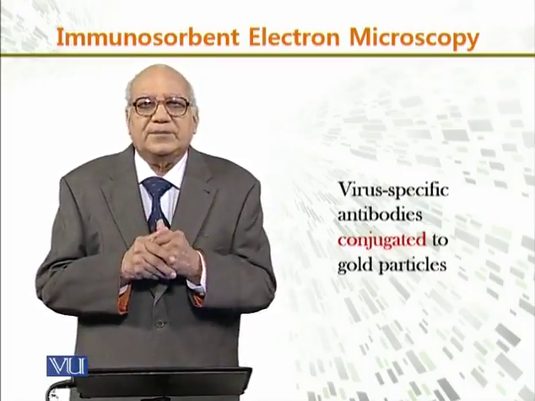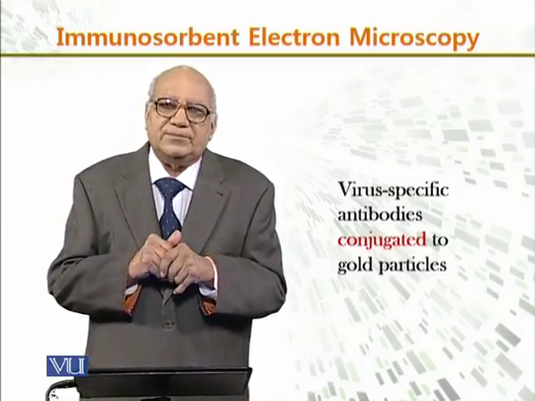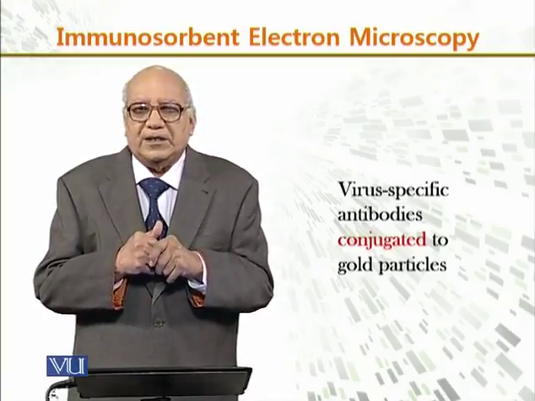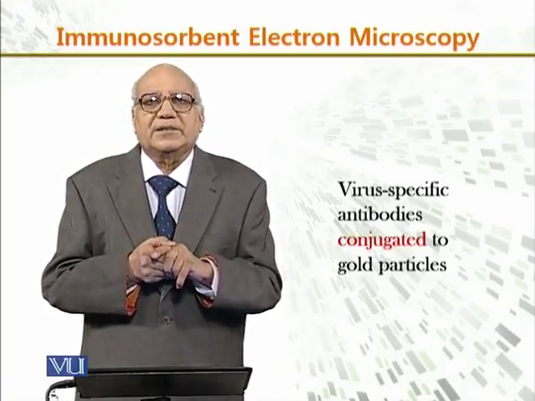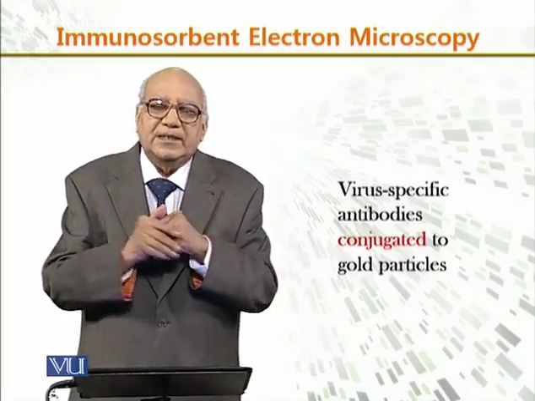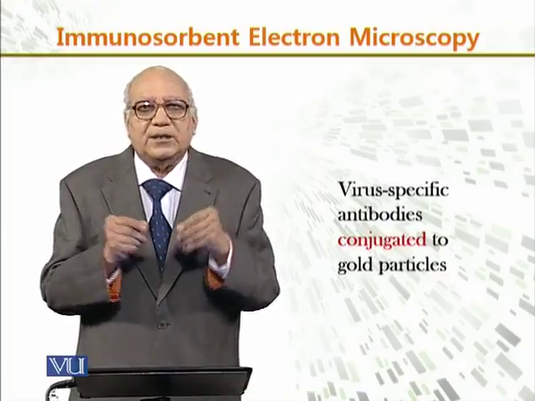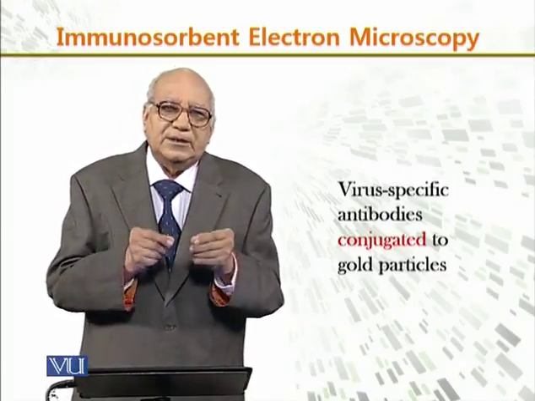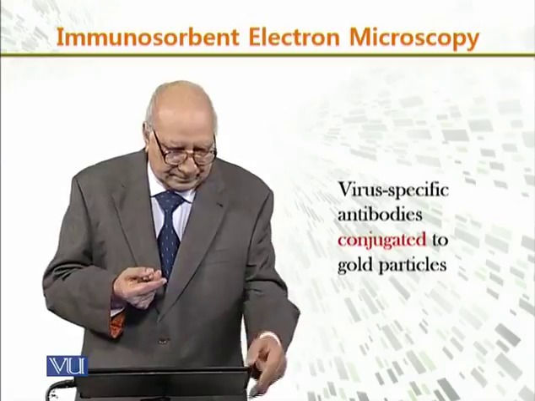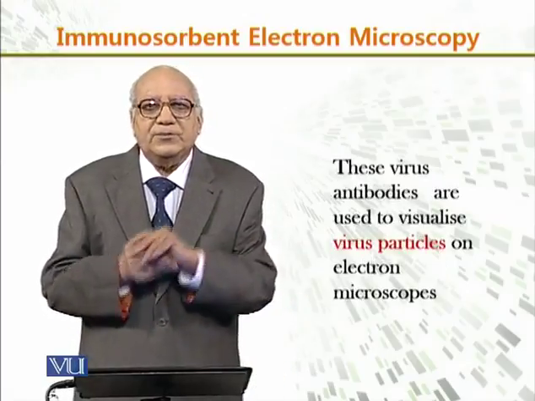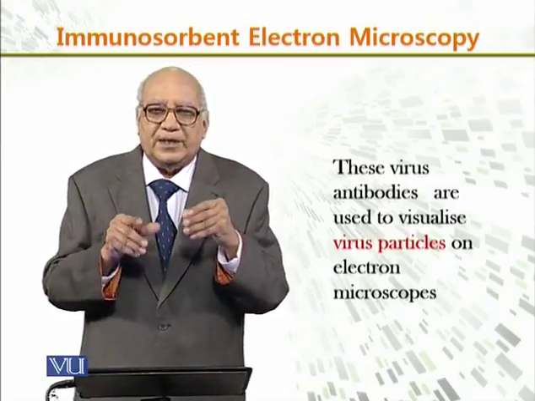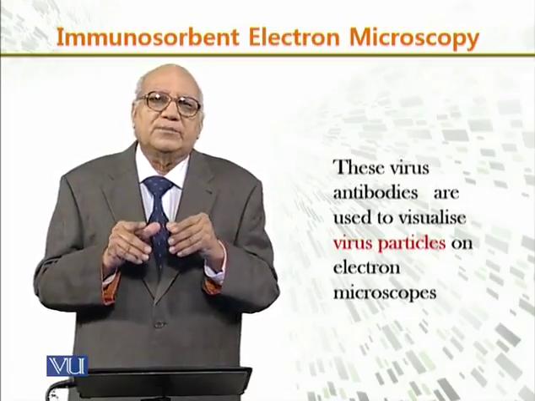And how can we do this? Before we diagnose a virus, we get the virus-specific antibodies, and then we conjugate them with gold particles. Take the virus, take its specific antibodies, and conjugate them to the gold particle rather than to an enzyme or color-giving enzyme and things like this. These virus antibodies are then used to visualize virus particles on the electron microscope.